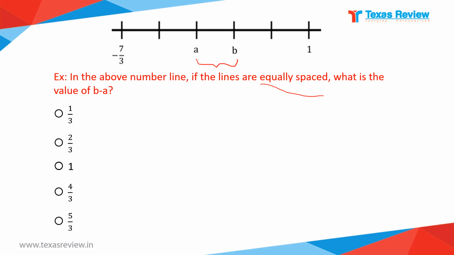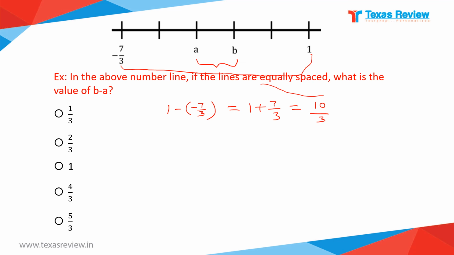1, 2, 3, 4. There are 5 spaces. Now how can we find the distance from this point to this point? If you want to find the distance between any 2 points on the number line, subtract the left side number from the right side number. That will give you the difference, I mean the gap between those two numbers. So here it is 1 minus (minus 7 by 3), which is 1 plus 7 by 3, gives you 10 by 3. So the gap between minus 7 by 3 and 1 is 10 by 3.